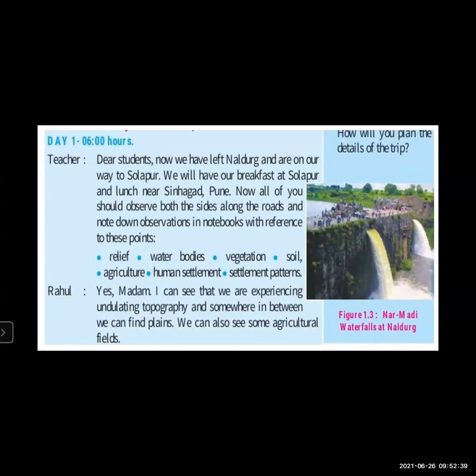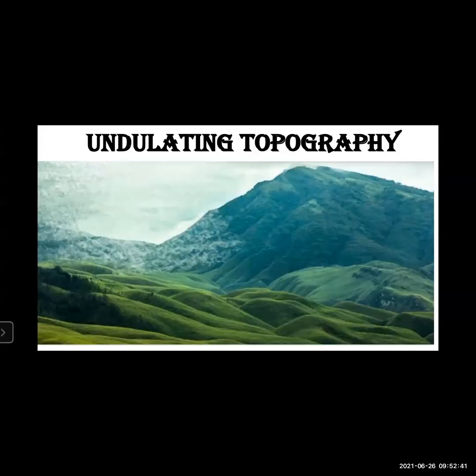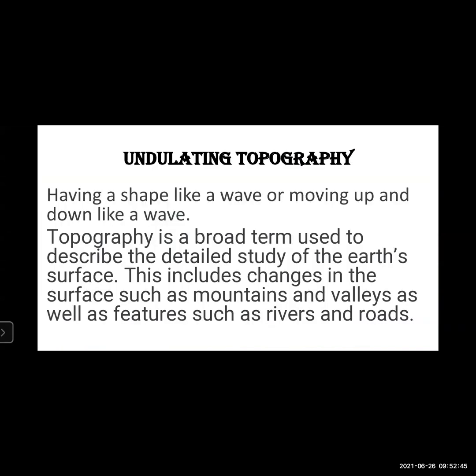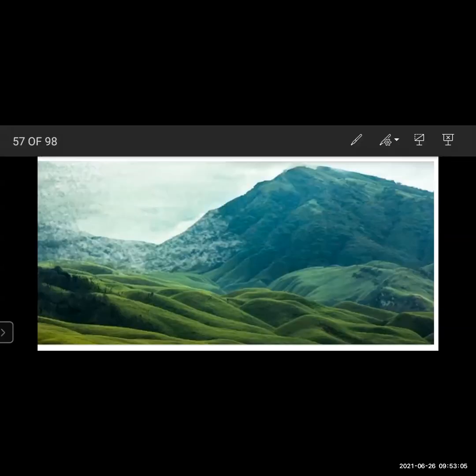Now see what is undulating topography. You can see an undulating topography here in the image. See the explanation. Undulating topography means having a shape like a wave or moving up and down like a wave. It means there is slight up and down in the land patterns. I'll show you here in the figure. If you see the figure, you will see that there is slight up and down.